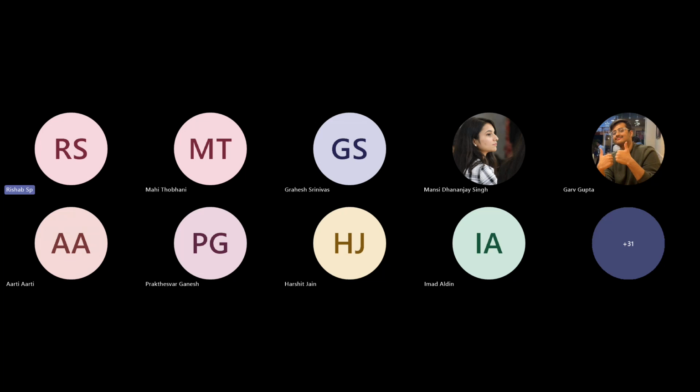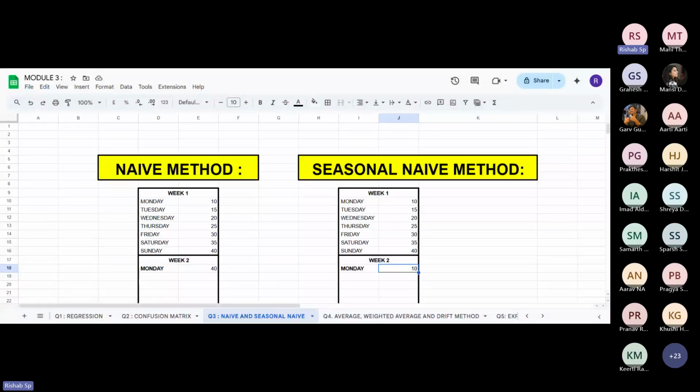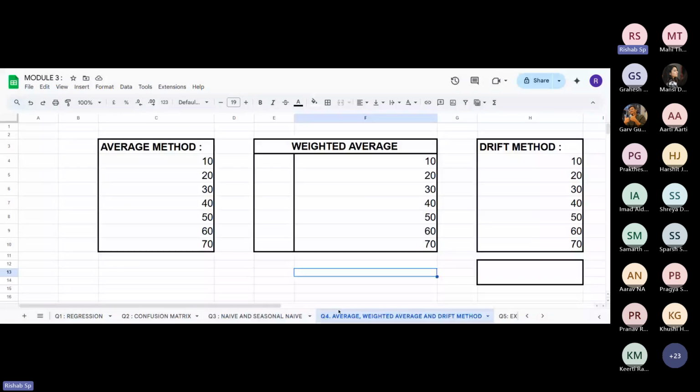So first method, the naive method, you use the recent observation for the next data for the next day. For the other one, if we want to find the data point for Monday, we look at what sales has occurred in the previous Monday. So we take the same value for the next week.